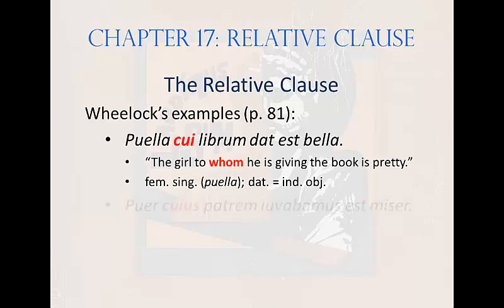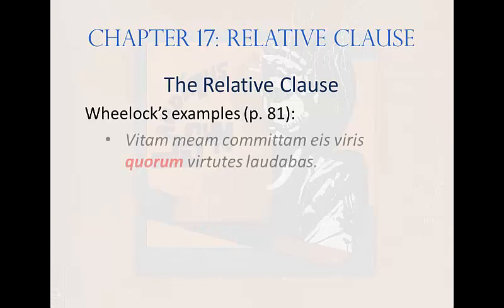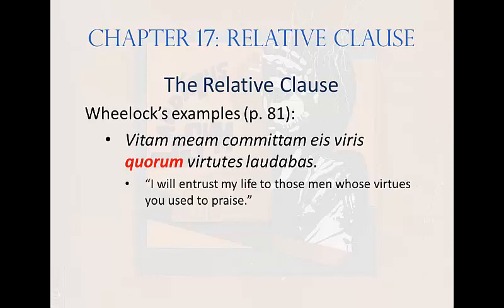Next example. Puer cuius patrem iuvabamus est miser, meaning, the boy whose father we used to help is unfortunate. Cuius is masculine singular because it agrees in gender and number with puer, but it's genitive in case because in its own clause it's a possessive attached to patrem. Next, vitam meam committam eis viris quorum virtutes laudabas, meaning, I will entrust my life to those men whose virtues you used to praise.